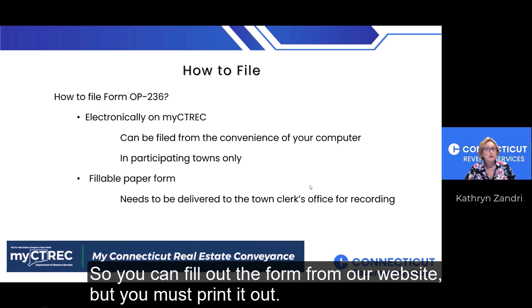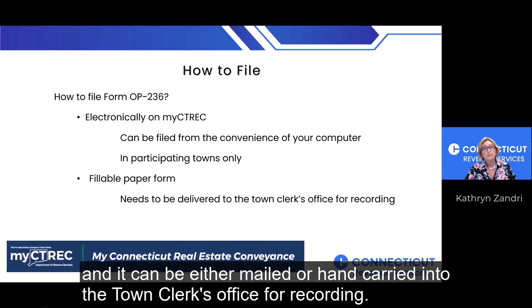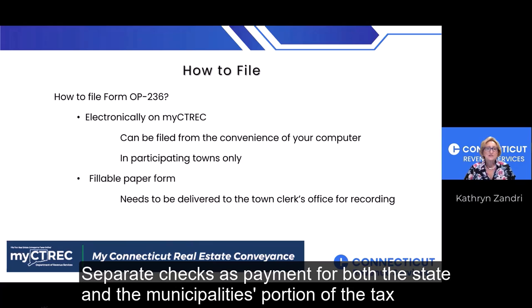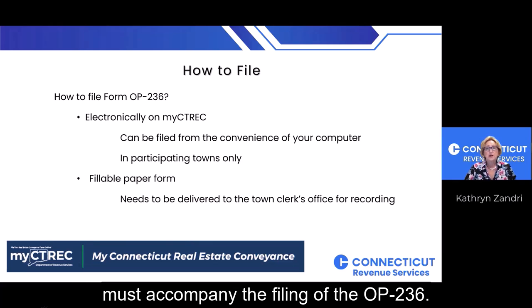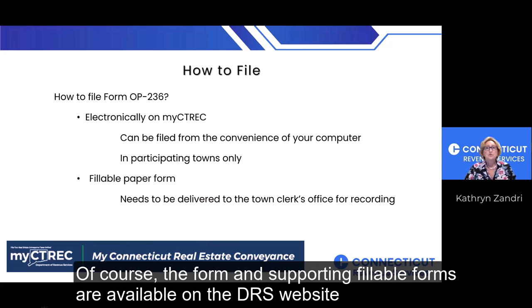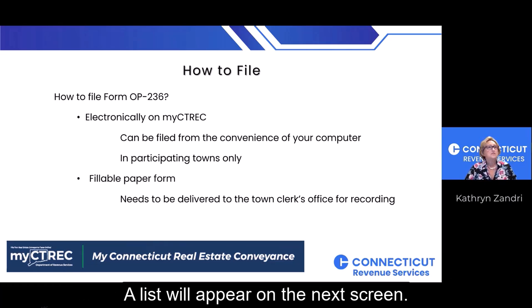So you can fill out the form from our website, but you must print it out. And it can be either mailed or hand carried into the town clerk's office for recording. Separate checks as payment for both the state and the municipality's portion of the tax must accompany the filing of the OP 236. Of course, the form and supporting fillable forms are available on the DRS website. The list will appear on the next screen.